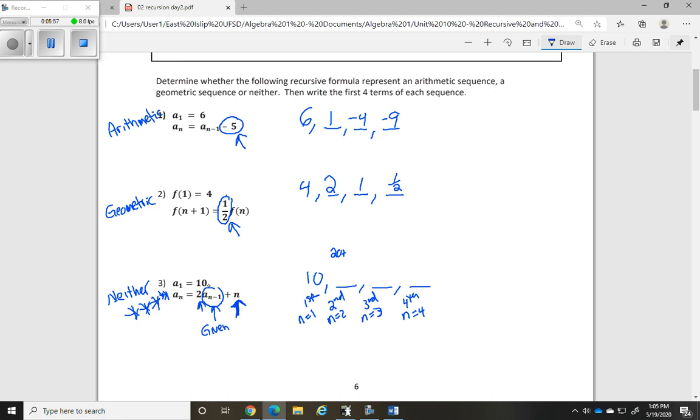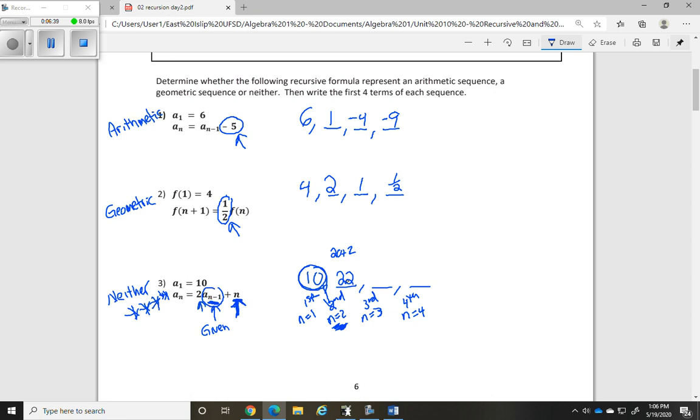I'm given 10. I'm given a sub n minus 1. I don't want to add on the term that 10 is in the place of. I want to add on what comes after it. I want to add on this 2, right? If this is an n minus 1, n comes after it. If this is in the n minus 1 place, this is the one I'm adding on. So to this 20, I'm going to add on a 2, and I have a 22.